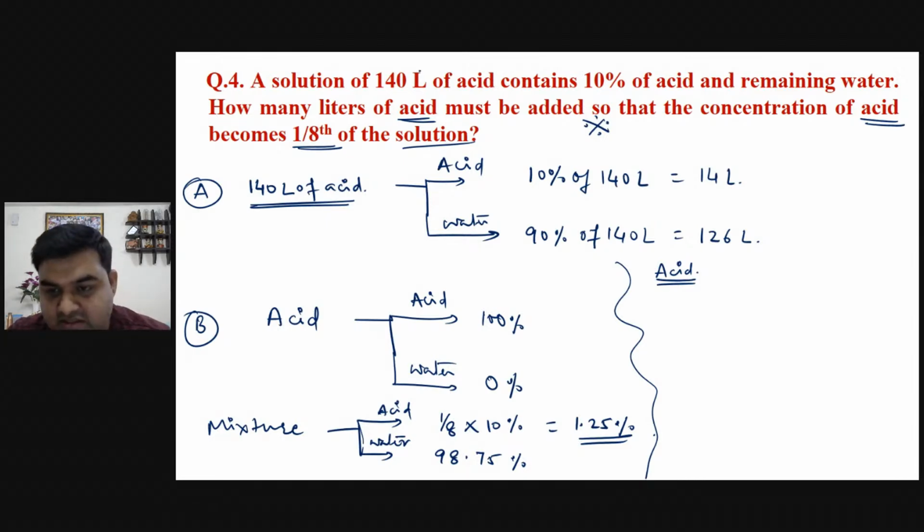Somebody has given the answer as 3:4. Meghna has given the answer as 3:4. Meghna, what they have asked is: a solution of 140 liters of acid contains 10% of acid and the remaining water. How many liters of acid must be added? They have asked the quantity of acid, not the ratio. The ratio you find out, then give the answer in quantity. So how many liters? You'll have to tell how many liters.